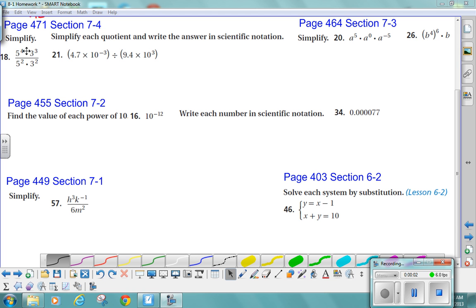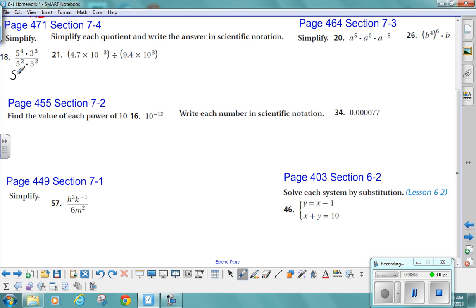On 18, when you divide like bases, you keep the base and you subtract the exponents. So 5 to the 4th divided by 5 squared, you keep the 5, you subtract 4 minus 2. 3 cubed divided by 3 squared, you keep the 3, you subtract 3 minus 2. So you end up with 5 squared times 3 to the 1st.